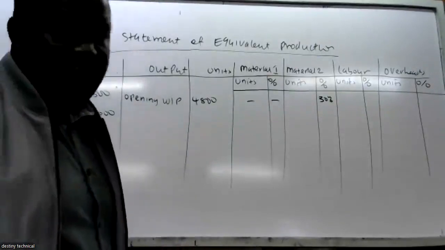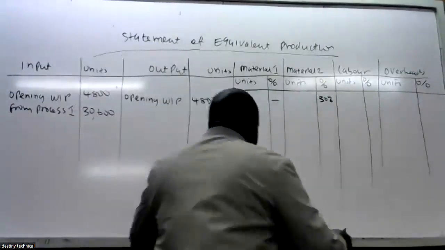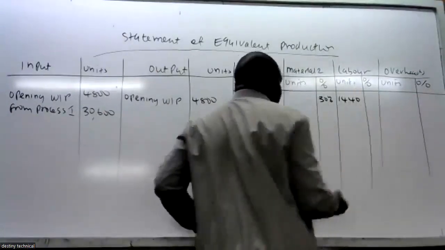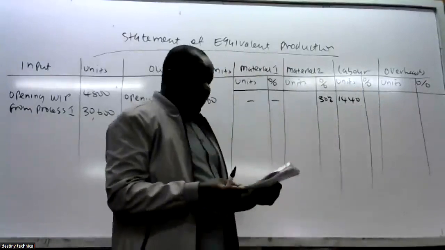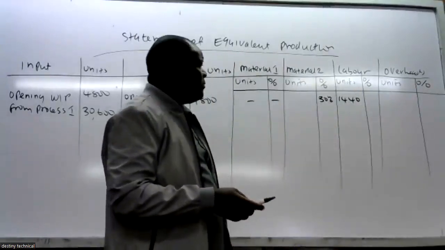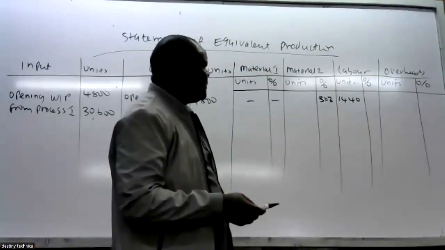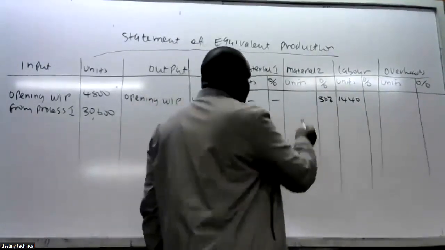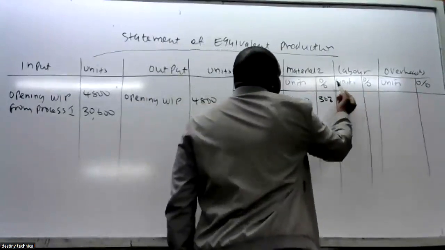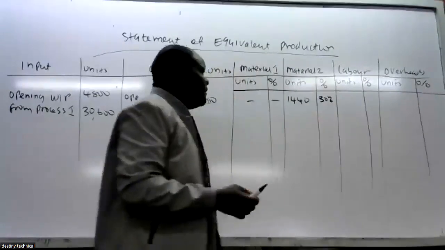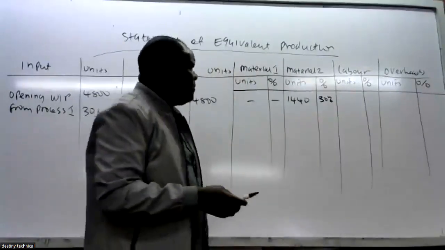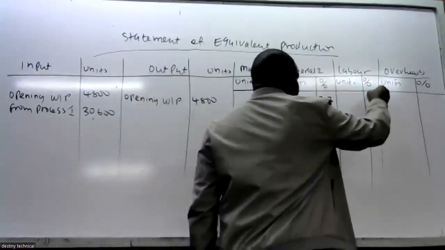So you get 1440. So this one will be 1440. Then labor, it is 60% complete. So if it is 60% complete, the remaining percentage will be 40%.